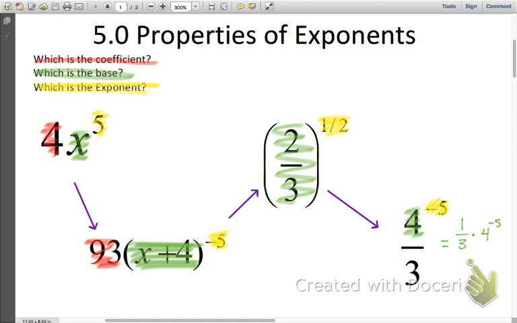So in terms of what is my coefficient? Well, 1/3 is my coefficient. Okay? Not just the 3, but the 1/3 because I can rewrite the dividing as multiplication.